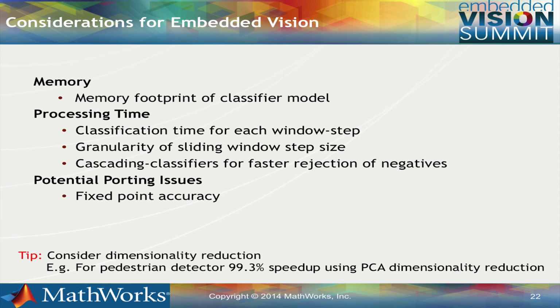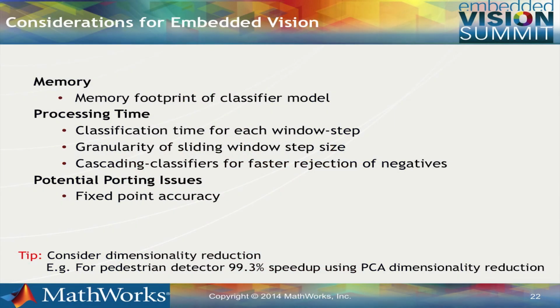The next thing you need to consider is processing time. And that is, what is the classification time for each window step? Because when you have a sliding window, not only do you need to consider at what granularity you are sliding the window across that image, you also need to be aware of what the classification time for each window step is. Also, do you have some way to optimize that? So support vector machine is simply a series of dot products and additions. Now that is something that can be very easily optimized in hardware, so it lends itself really well to being implemented in hardware. And there's other methods where you can cascade several different classifiers to quickly reject negatives, so you don't have to go through the entire classification process.